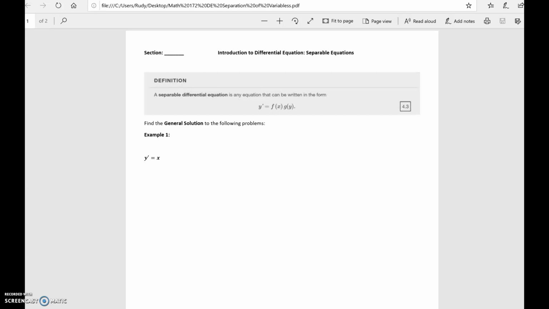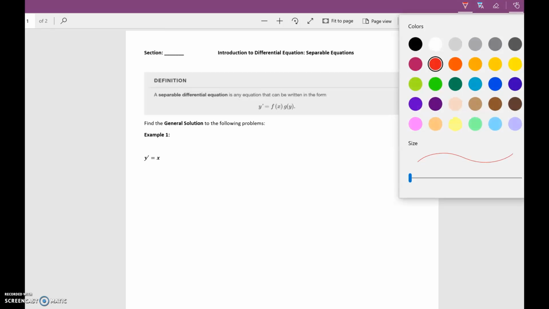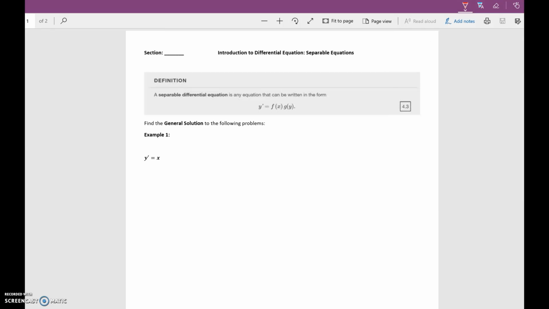Hi class. So let me explain the section that we're going to talk about today. Basically this section is just a repeat of what we've done in all the previous sections, except that we're going to see the actual integrals in terms of an actual equation. So all of these equations are technically differential equations.